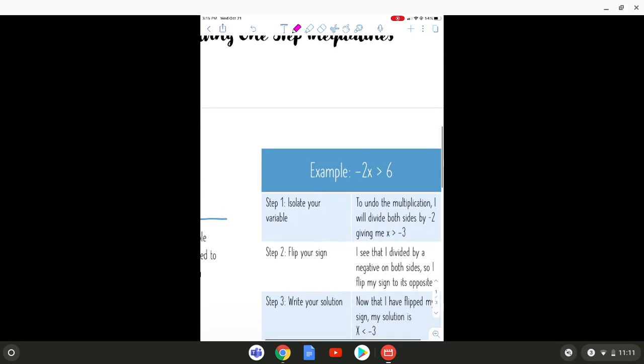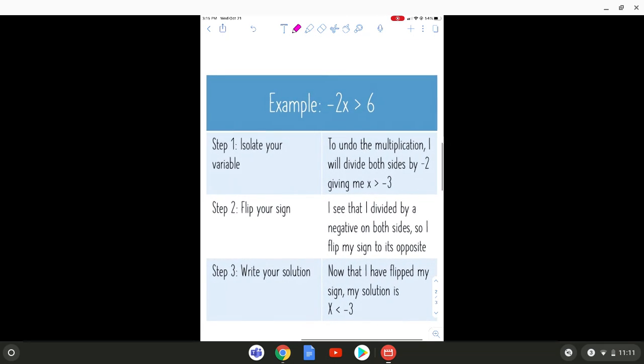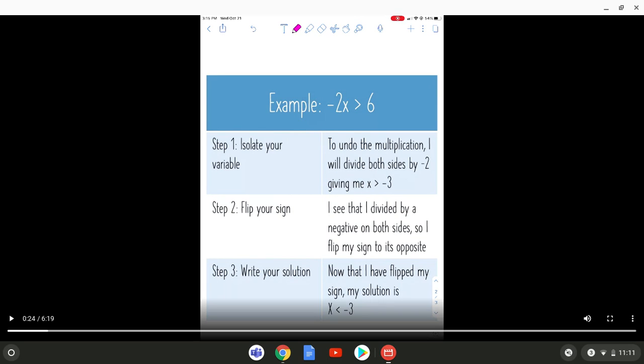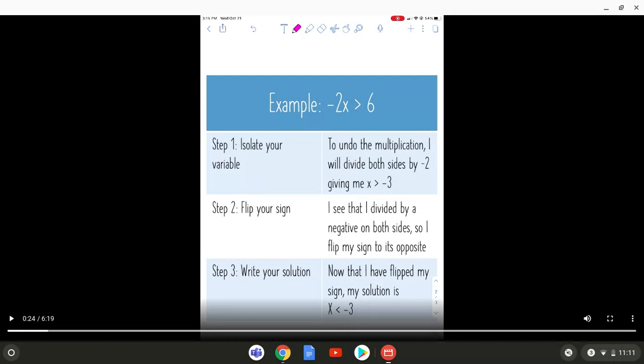So looking here, I have negative 2x is greater than 6. So I'm going to zoom in on this so you guys can make sure you read it. So step one is to isolate our variable. So that means to just get x by itself. So I need to get rid of that negative 2. So to do that, I'm going to divide both sides by negative 2 to get rid of my coefficient, just like we normally do. So that gives me x is greater than negative 3.